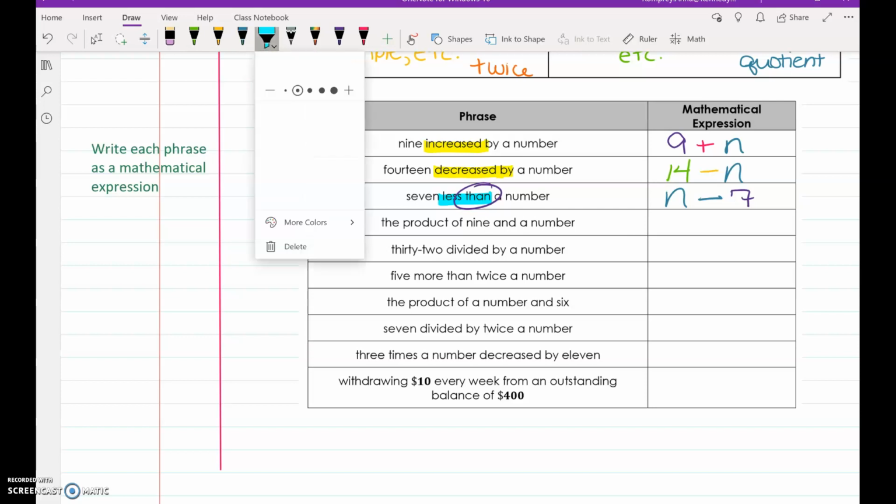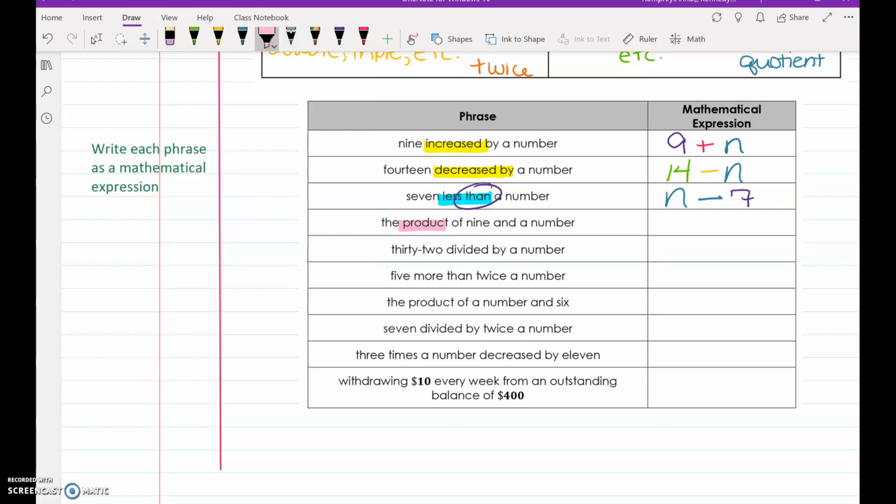All right, the product of 9 and a number. Well, product meaning multiplication. So we're going to multiply 9 and a number. So 9 times n. Now, do I have to put that little multiplication dot in there? Absolutely not. Multiplication is the one that we do not have to write the operation symbol. So 9n is an appropriate answer as well.